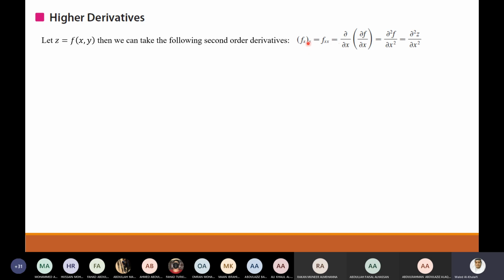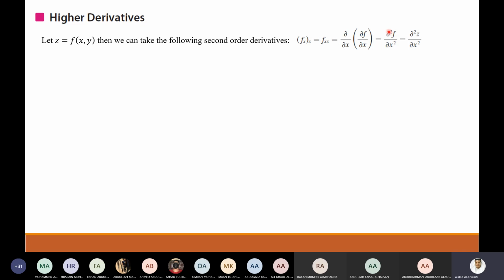So I differentiate with respect to x of the first partial derivative with respect to x, and we write fxx, meaning that I differentiate with respect to x, and then again I differentiate with respect to x. Or we use the Leibniz notation, which is partial by partial x of partial f by partial x. Here it means that I differentiate with respect to x of this function, which is the first derivative of f with respect to x. And we simplify it this way, like we learned in MATH201.